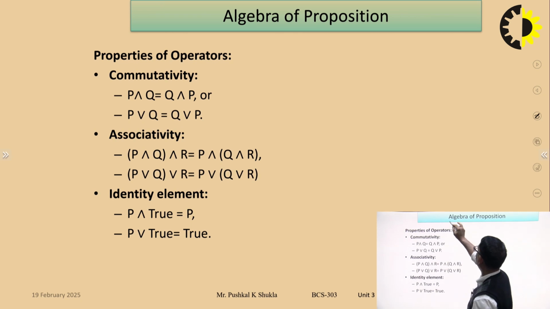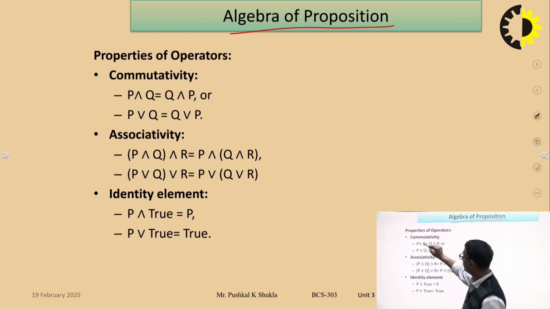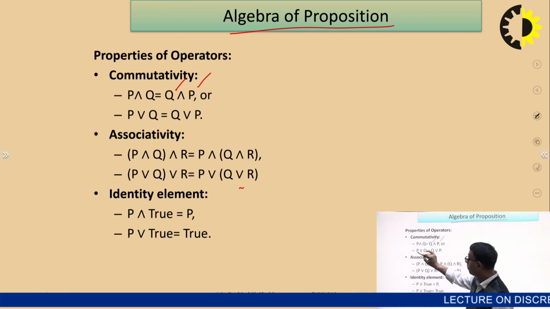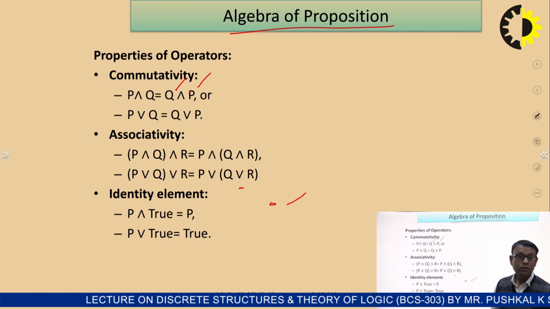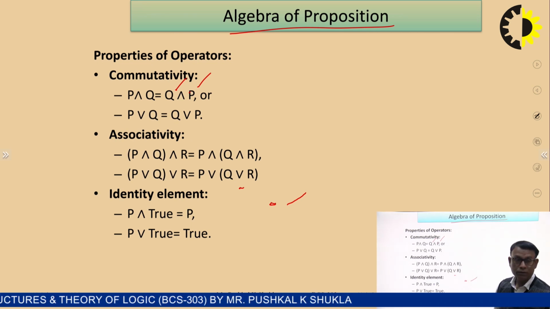Next, algebra of propositions. Properties of operators. First, commutative law. Suppose P and Q are two propositions, then P and Q is equal to Q and P. Also, P or Q is equal to Q or P. This is the commutative law, where P and Q are propositions.